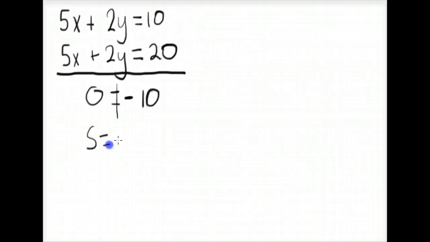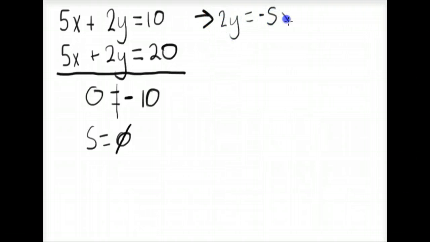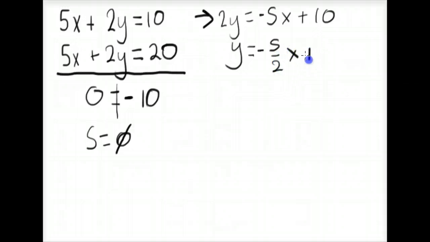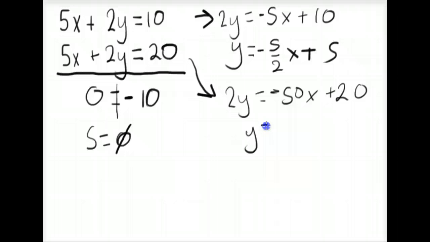So really the solution set to the system is no solution, meaning that there is no intersection between these two graphs. The reason we know that also is if we put these equations into slope-intercept form by solving for y, we'll get 2y equals negative 5x plus 10, and then solving for y, we get y equals negative 5 halves x plus 5. And then this one, solving for y, we'll get 2y equals negative 5x plus 20, whoops, this shouldn't be negative 50x, this should be negative 5x. So then solving for y, we'll get negative 5 halves x plus 10.